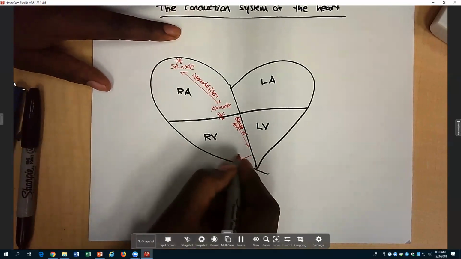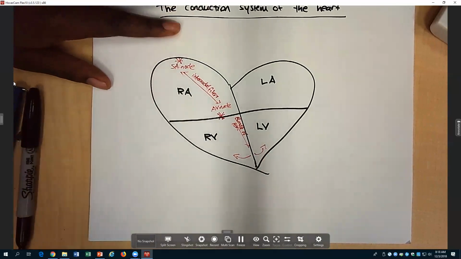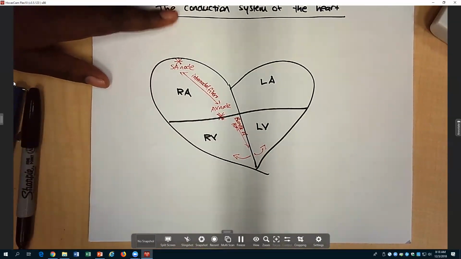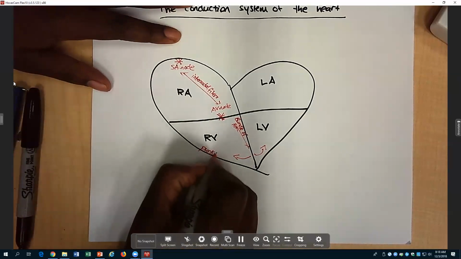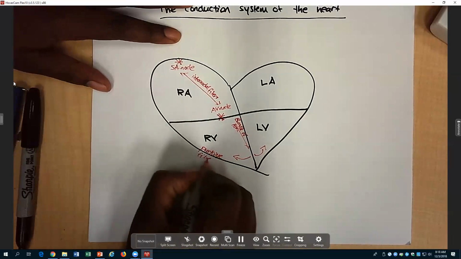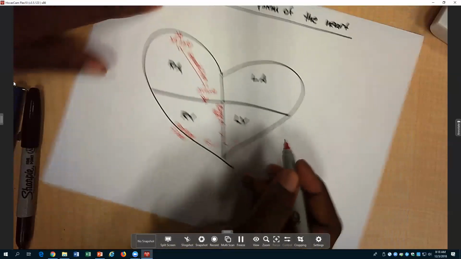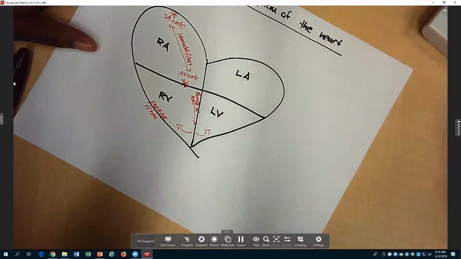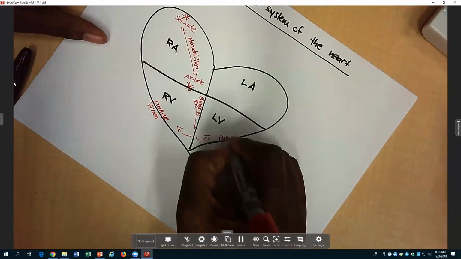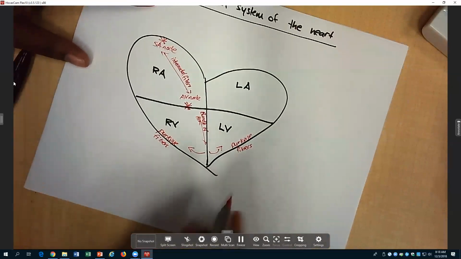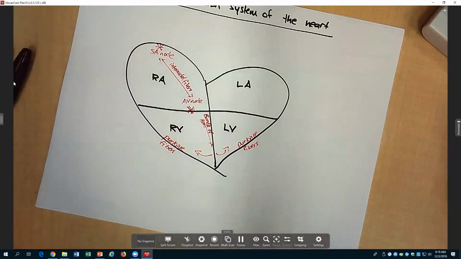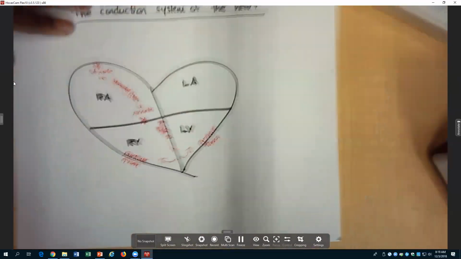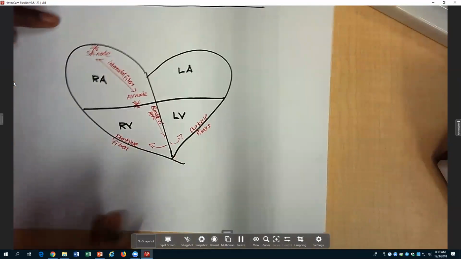Then we're going to have some fibers splitting off left and right here. Okay? Fibers splitting to the left and right. And finally, at the base of each of the ventricles, we're going to have the Purkinje fibers. So let's talk about the steps of what happens here.